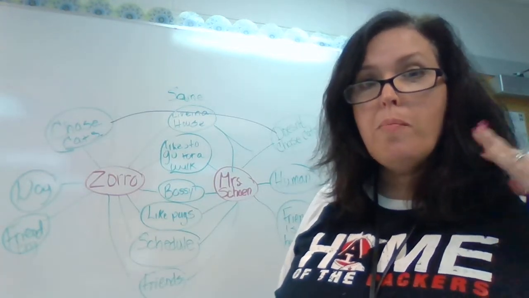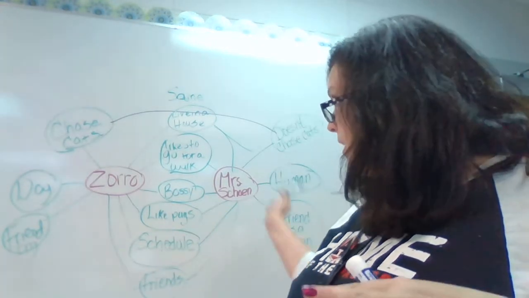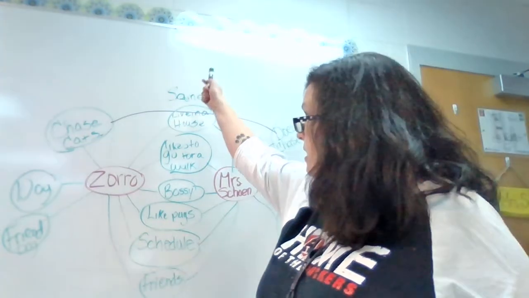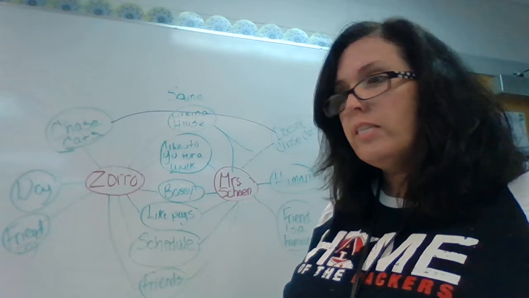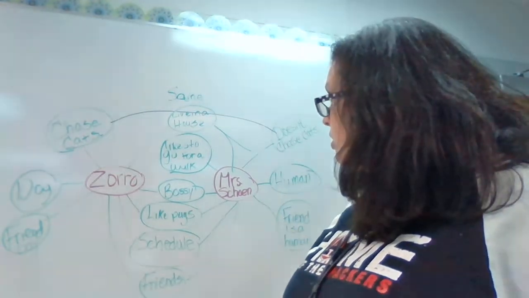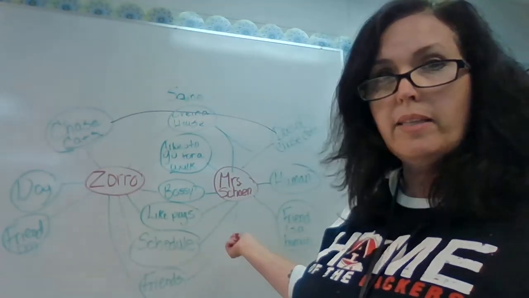All right, so remember, you're going to do the same thing making this map, how things are the same in the middle, different on the outside, but you're going to use Mrs. Zorro and Mr. Bud this time when you do it.